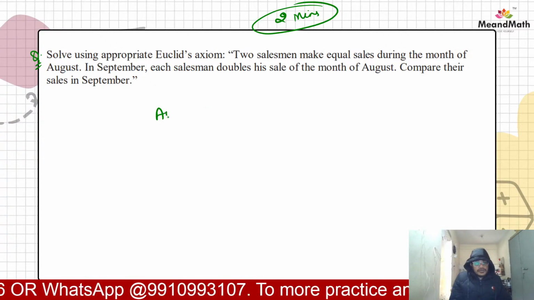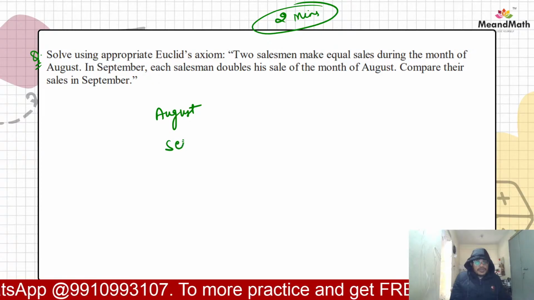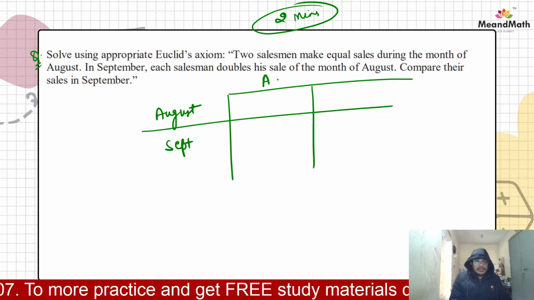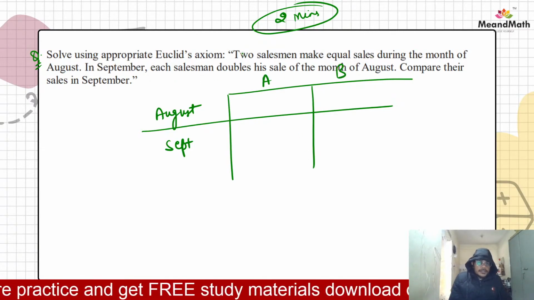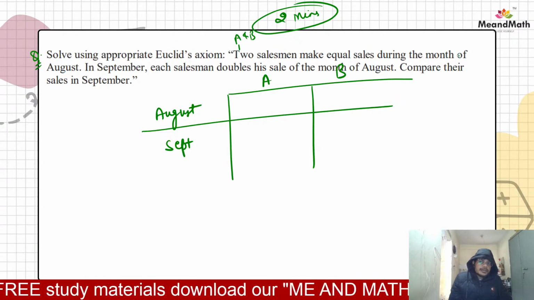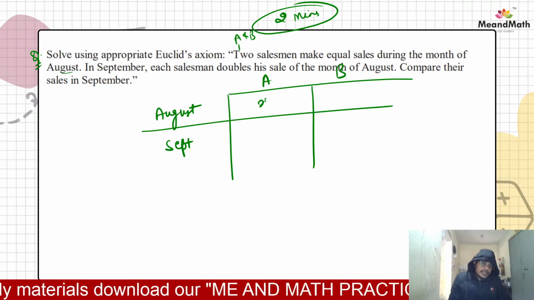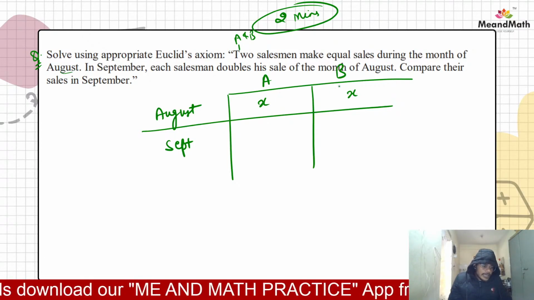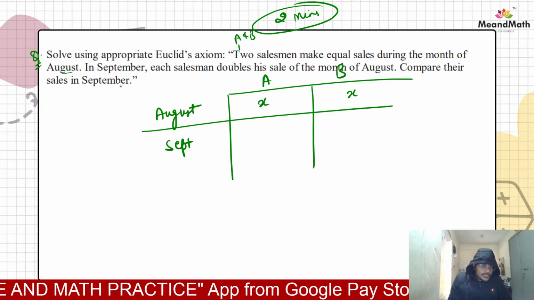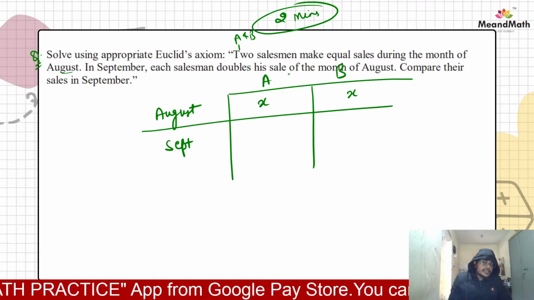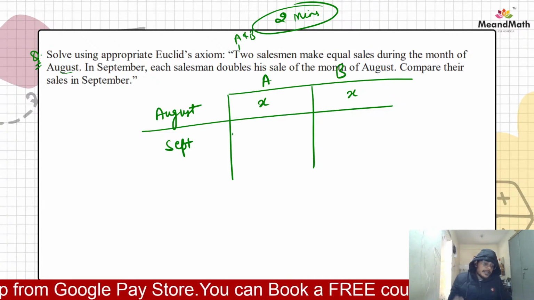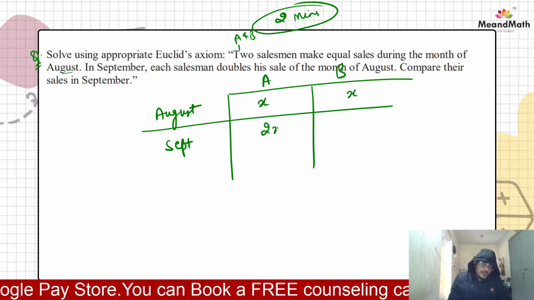See, let's say this is your August sale, this is your September sale. This is for, let's say, A, and this is, let's say, for B. Two salesmen, let A and B, make equal sales during the month of August. Let's say A is making X, then B should be making X too, because both salesmen make equal sales, right? Now in September, each salesman doubles his sales of the month of August. A was making X. Then in September he doubles. That means this should be 2x.